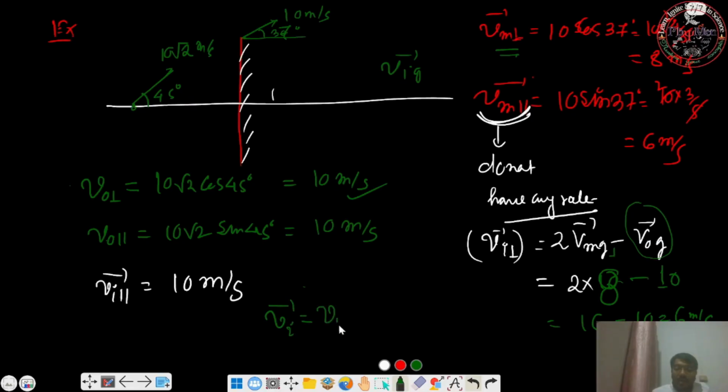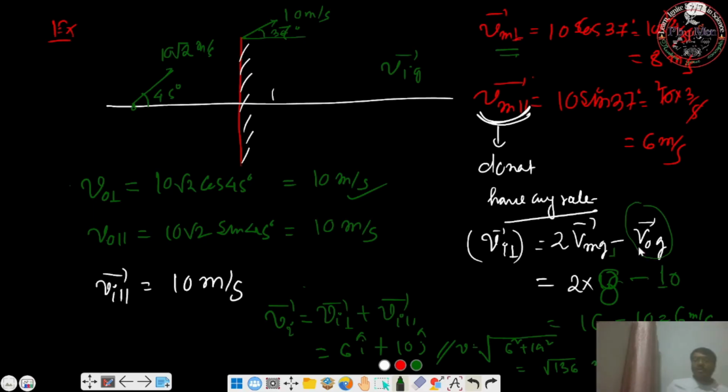Okay, so overall the velocity of the image is given by velocity of the image perpendicular component plus velocity of the image parallel component. Perpendicular component is this one, 6 i cap, plus this one is parallel component, it is 10 j cap. So overall velocity of the image will be V equal to root over 6 square plus 10 square, that is 36 plus 100, so it is root over 136 meter per second. Okay, so this is all about the velocity of the image in plane mirror.